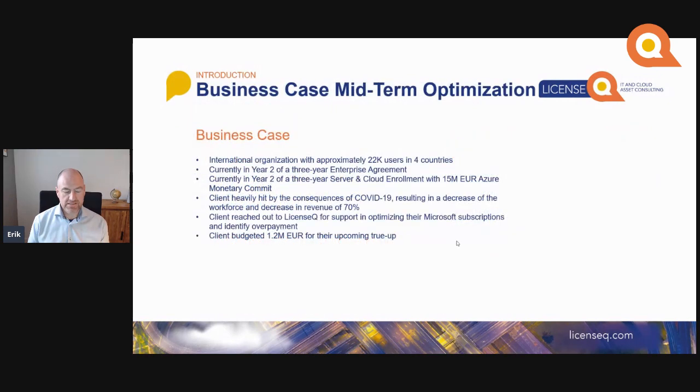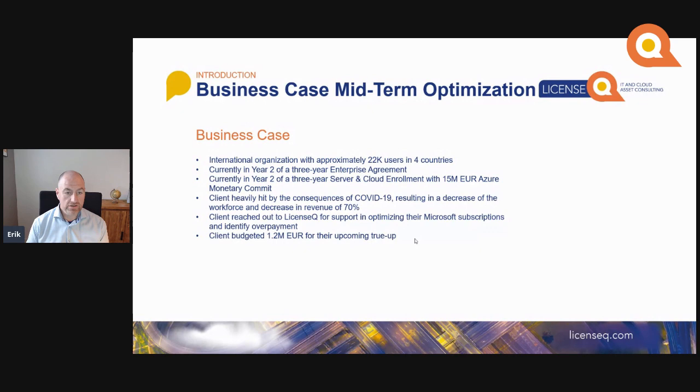So this business case, of course, we can't name the customer, but we try to anonymize it as much as we can, just to give you a little bit more insight on how an optimization works and what topics are covered in such a project.